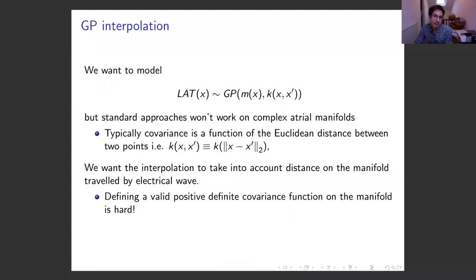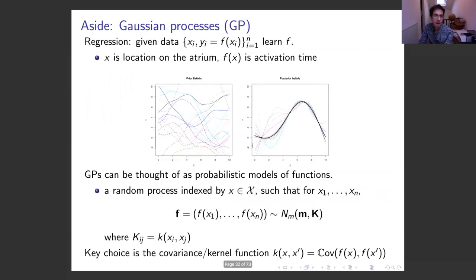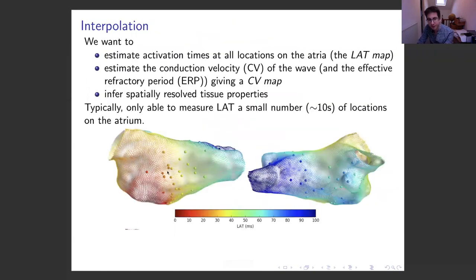Now, the problem we have is that Euclidean distance here makes no sense for us. Our data lie on the surface of the heart. So the Euclidean distance between a point on one side and a point on another side is not a relevant distance. The wave has to travel on the surface of the heart. So we need a model that works with geodesic distances, or distances along the surface. We can't use Euclidean distances.